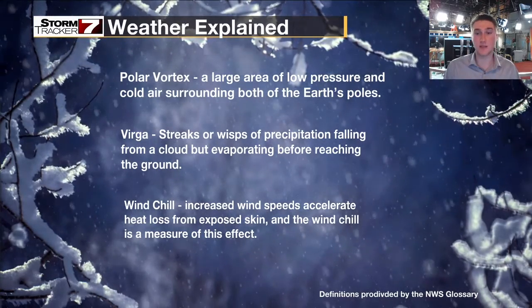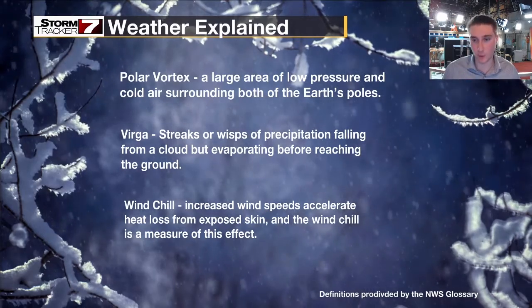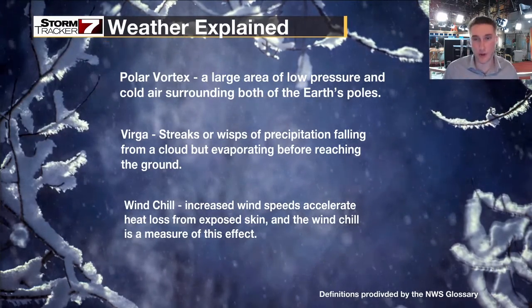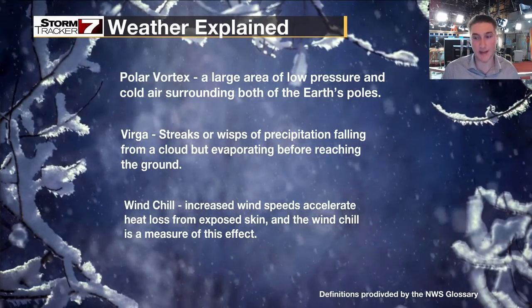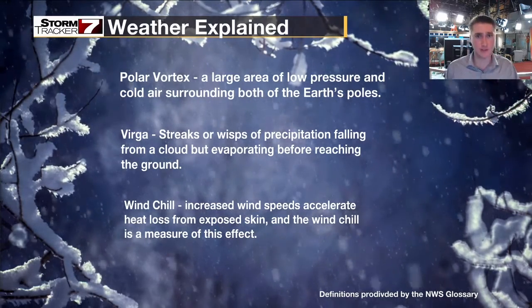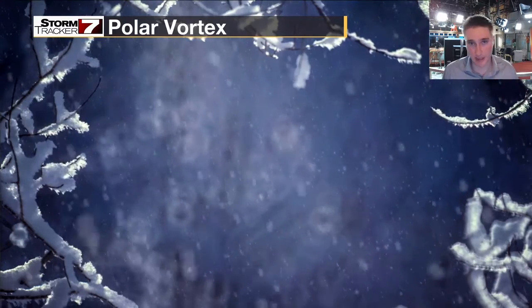Well, for this week's, we're going to go through the Polar Vortex. Now, this is an area of low pressure and cold air surrounding both of the Earth's poles. Now, this definition is provided by the National Weather Service glossary, so there could be some technical jargon, but I'm going to break it down for you right now.